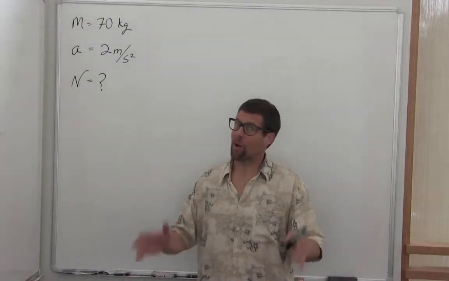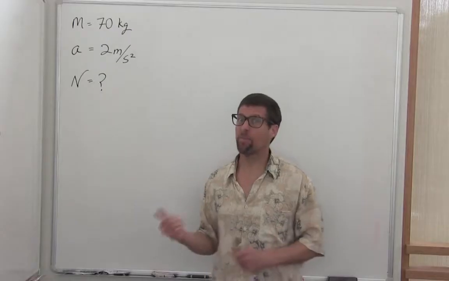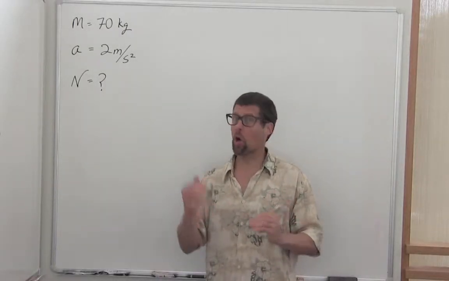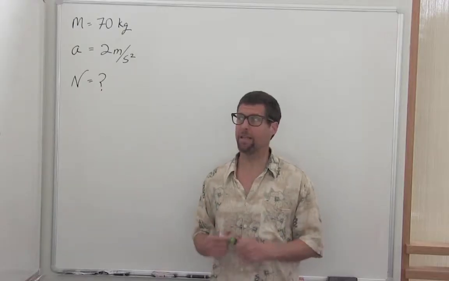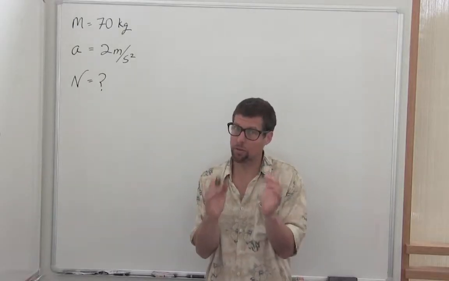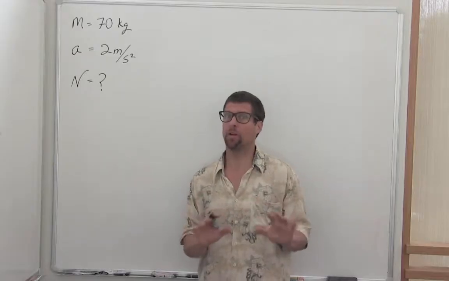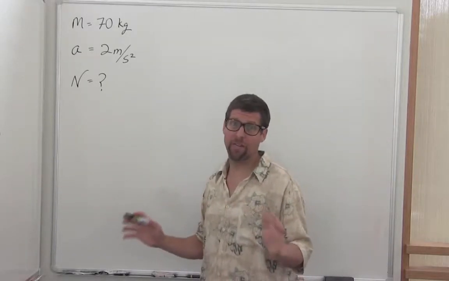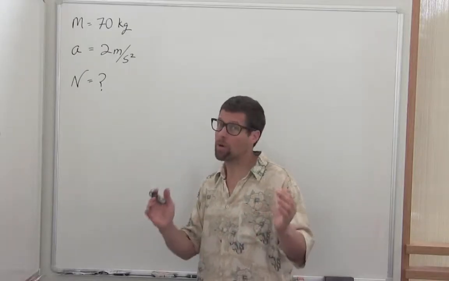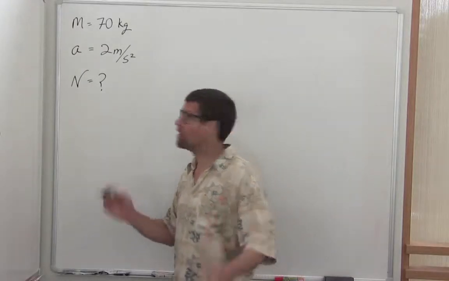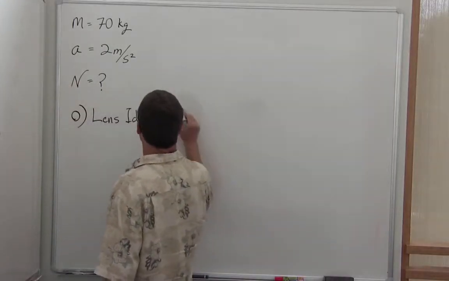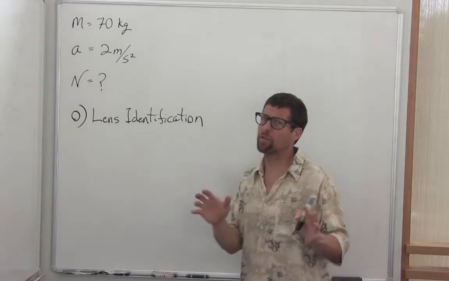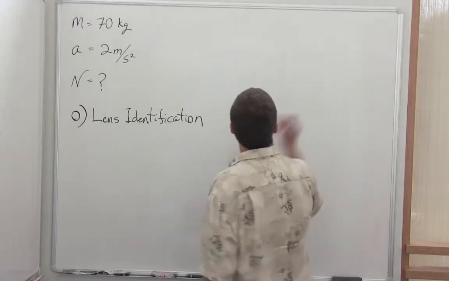Future dynamics problems are going to be much more complicated than the simple elevator problem we just did. So I'm going to repeat it with a protocol for solving more complicated dynamics problems, and we're going to learn this dynamics protocol and use it a lot. When we first look at a problem, we always try to find the underlying physics concept or develop the lens. So I'm going to call this the zeroth: lens identification.